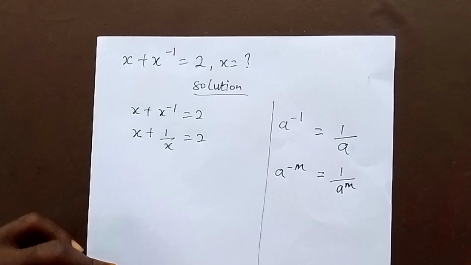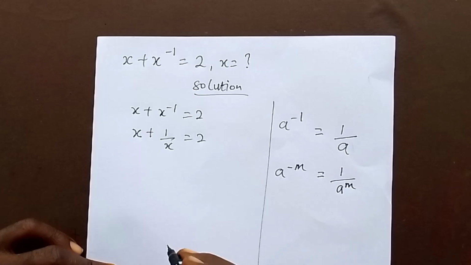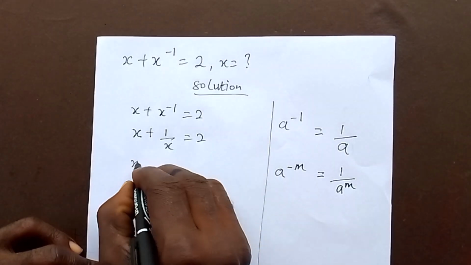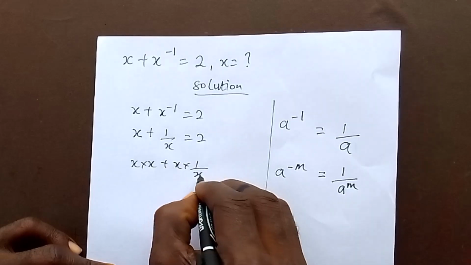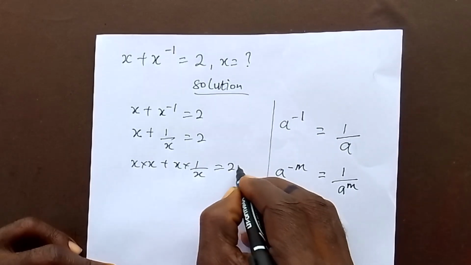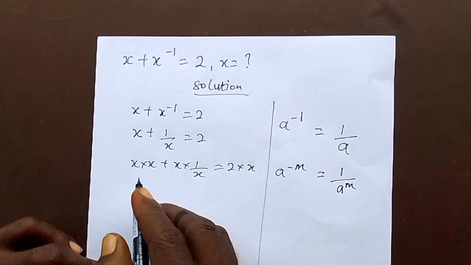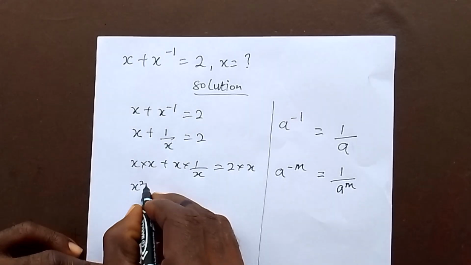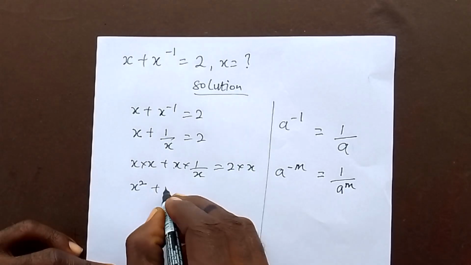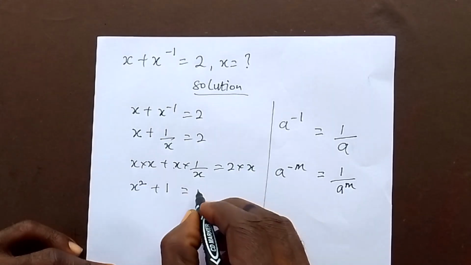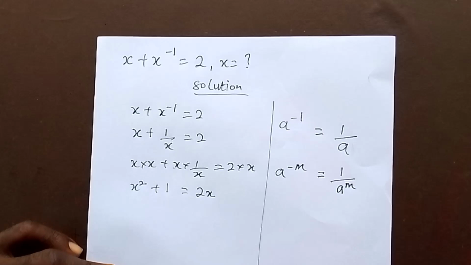We clear the fraction by taking off x down there. We find the LCM, which is x, and it multiplies all the terms of the equation. So I have x times x plus x times 1 over x equals 2 times x. X times x is giving us x squared. X will take care of this x, giving us plus 1 here, equals 2 times x, giving us 2x.